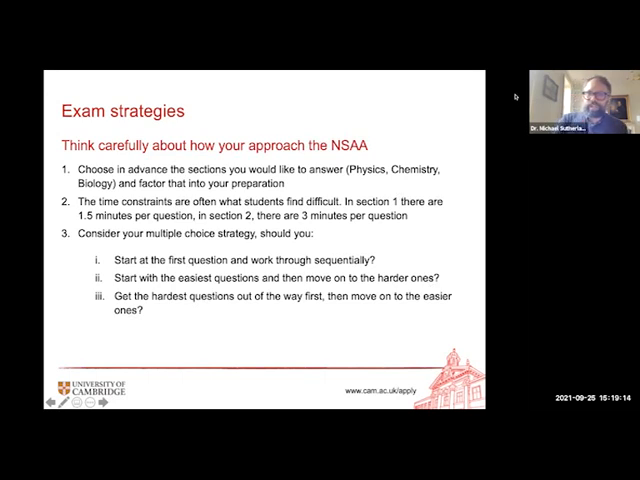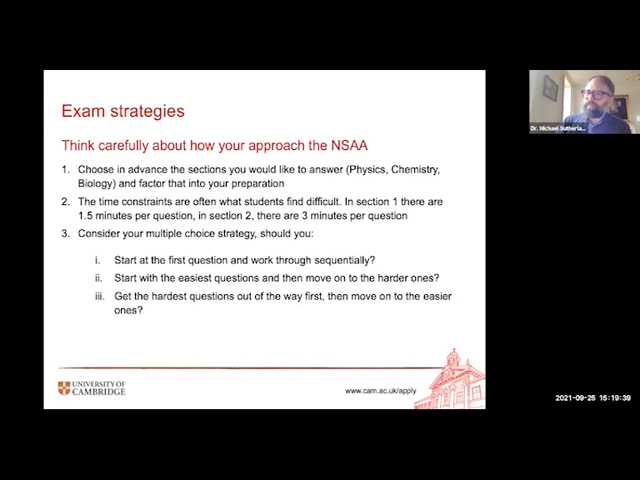So how to approach the NSAA? Well, as I mentioned, it's very important that you choose in advance the sections you would like to answer. And we talked a bit about the structure there, and factor that into your preparation. There's no point in spending hours and hours and hours revising chemistry if you're not going to answer the chemistry sections on the NSAA. So think of that in advance. Be aware of the time constraints, which we've talked about.